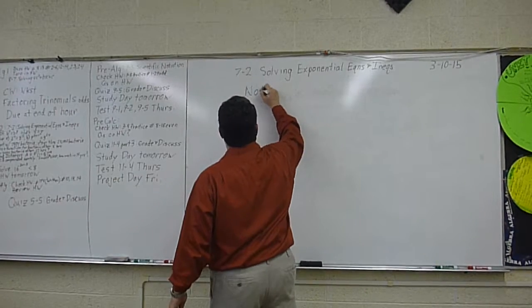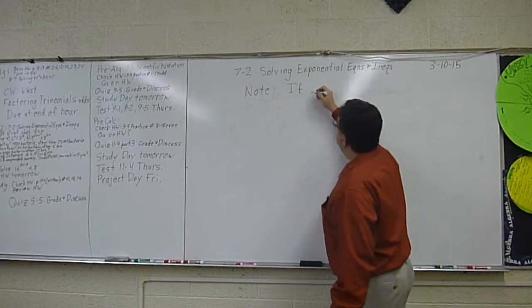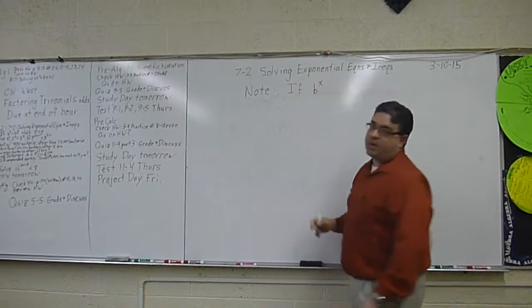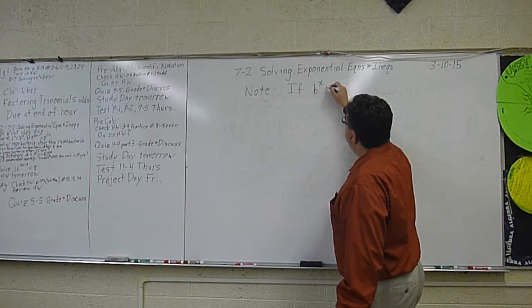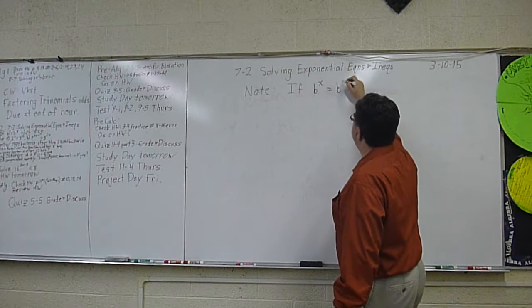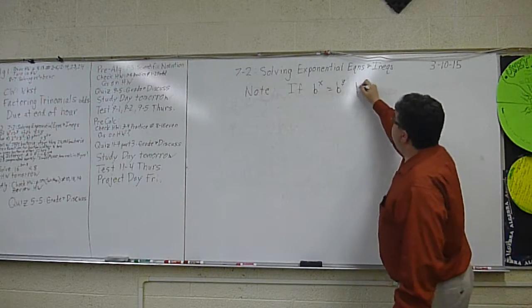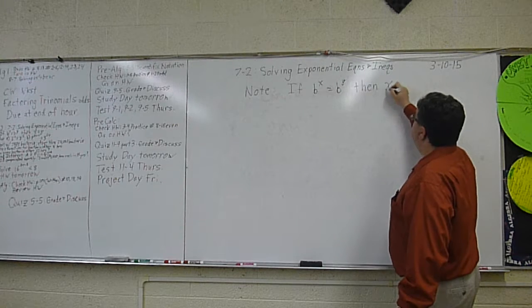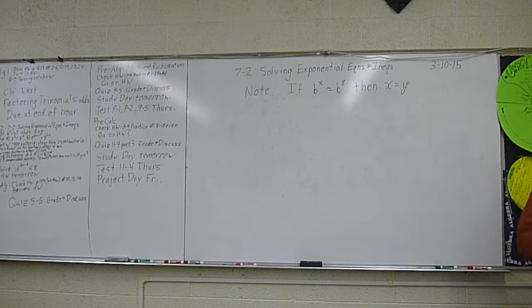Our one note is that if b raised to the x power, some base, b for base, if b raised to some power equals b raised to some other power, same base, then it must be true that x equals y. So as long as you have the same base and some exponents equal to each other, you can ignore the bases.